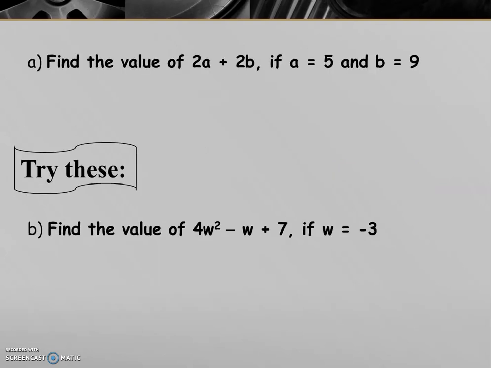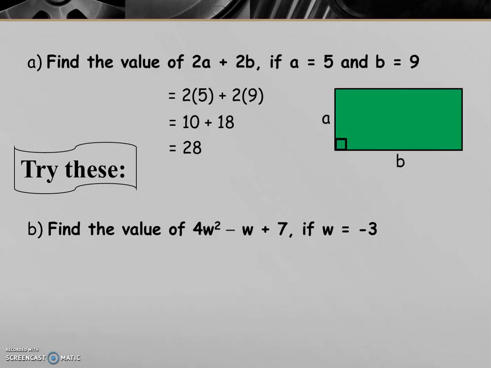So let's try these, okay? Question A asks you to find the value of 2a plus 2b if a is equal to 5 and b is 9. You can try that on your own. Okay, so here we go. I replaced the a with 5 and the b with 9, and that's going to give me 10 plus 18 is 28. Now, if you think about it, what is 2a plus 2b? Oh yeah, that's the formula for the perimeter of a rectangle. So as I said, these formulas, the equations, the expressions, all of these things come from applications in math.